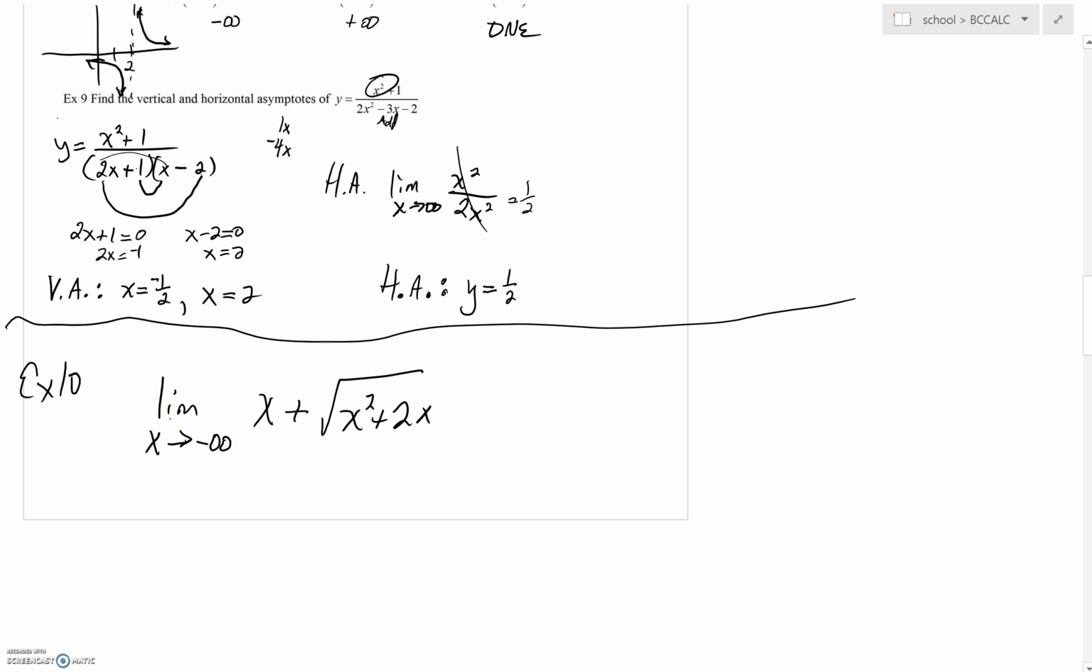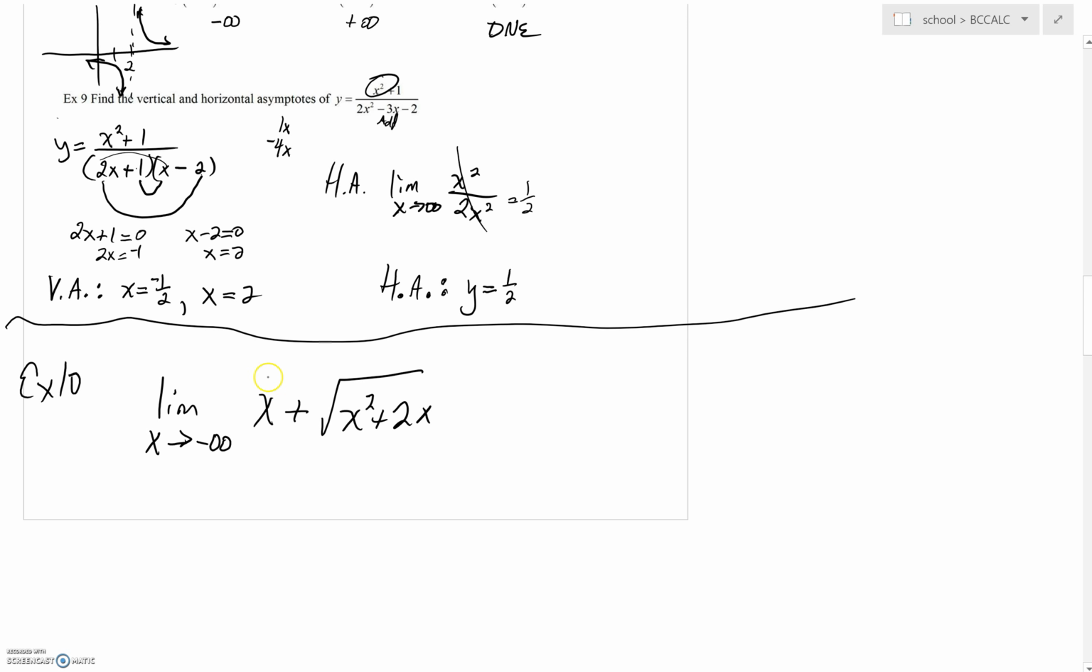We've got a limit as x goes to negative infinity of x plus the square root of x squared plus 2x. And it's so very tempting to want to do end behavior here. The problem is we're wrestling with this end behavior. Really, end behavior is going to help us out primarily as we're looking at rational functions.